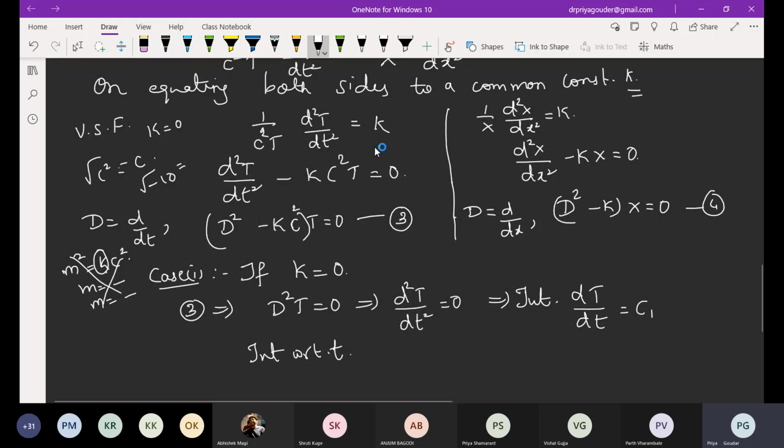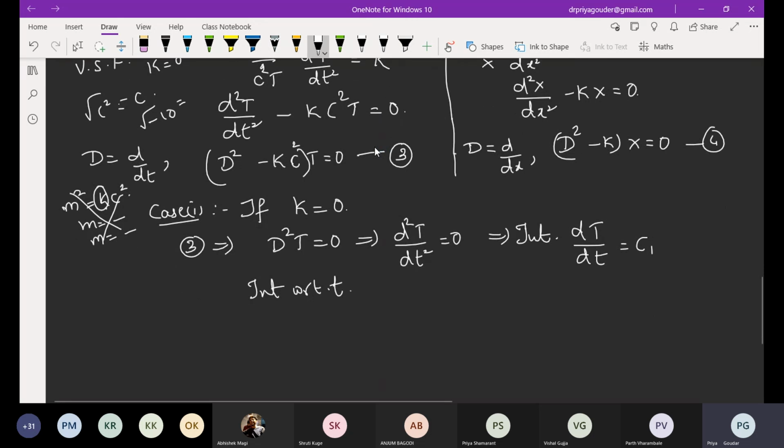Here you may ask why we did not integrate this step. This is now capital T. If this was in terms of small t, we would have done an integration. This is capital T. We cannot perform that integration here. This converts to a second order differential equation. But this is equated to 0, so easily we can integrate and get the answer.